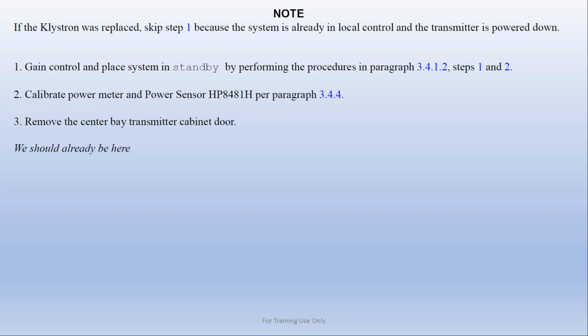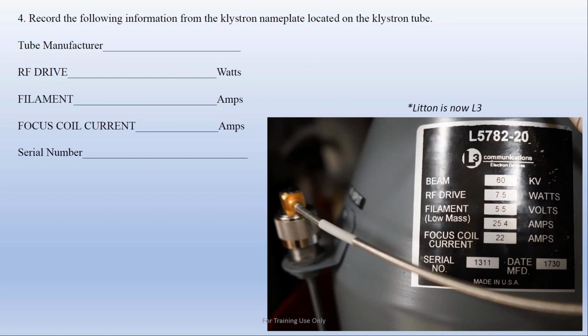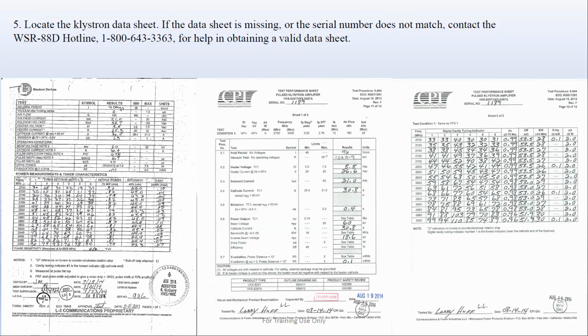In step 3, you're going to remove the center bay cabinet door. Be aware when you open up that center bay cabinet door, things will get very noisy in the shelter. You should be wearing hearing protection. You're going to need to locate the nameplate on the vacuum tube. It's normally over on the left, and get the manufacturer, the RF drive input, filament amps, focus coil amps, and the serial number documented, and locate a Klystron datasheet.